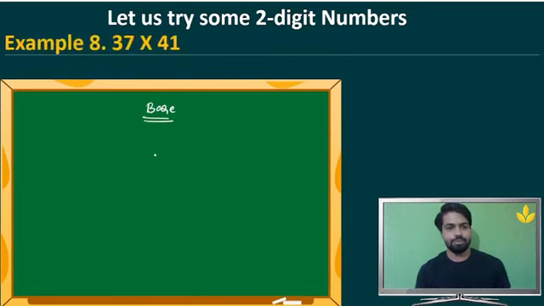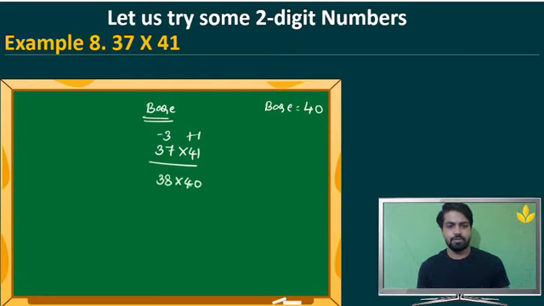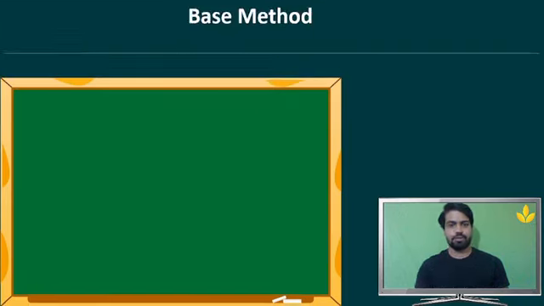Let's see the example. 37 into 41. So what can be the base? You can assume the base as 30 or 40. You can also take 35 as a base. I don't have any restriction. You can even take 37 as a base. Which is easy for you, you can take it. I'll take 40 as a base. It is minus 3 plus 1. I end up with 38 into 40. So I can also do that in mind again. 4 into 30, 120. 4 into 8, 32. It will be 152 followed by a 0. And then minus 3 into plus 1 is minus 3. Our answer will be 1517. Let's go to the next one.